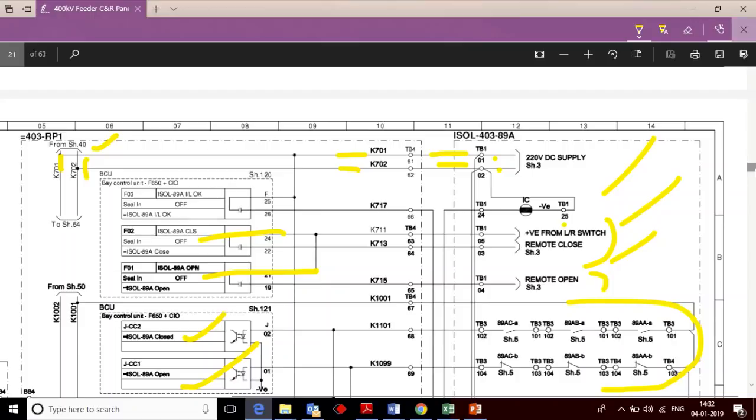If you don't have the DC earth fault locator, then like this you have to clear it. I have taken an example of this isolator. This might be in the circuit breaker circuit also, the indication circuit also, or any circuit that is associated with your control system.